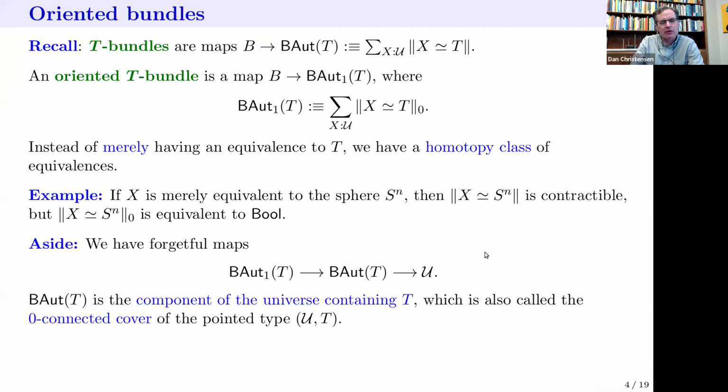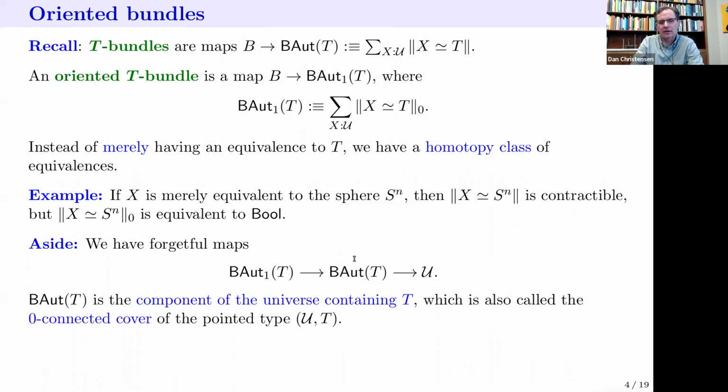So just to explain the notation, we have these forgetful maps. If I have a type that is oriented by T, so it has this set truncated equivalence, I can -1 truncate that to get a mere equivalence, or I can completely forget the equivalence and get a type. So the first one here, B-ought T, is the component of the universe containing T, which you could also call the zero connected cover of this pointed type.